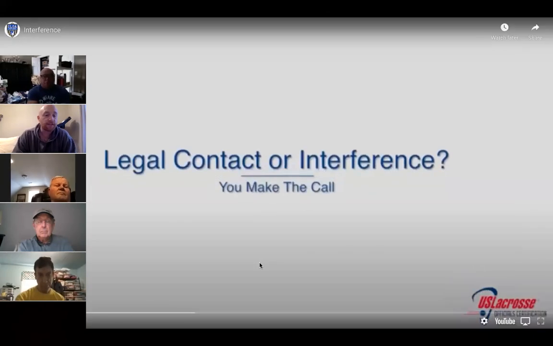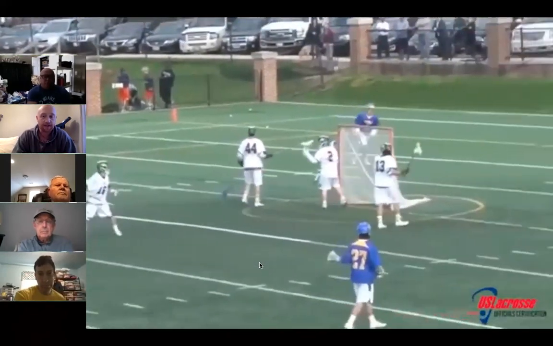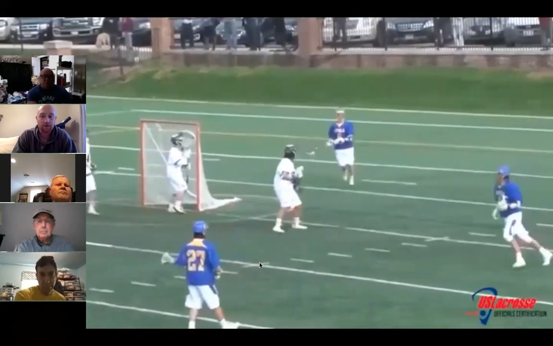You tell me if you think this is legal contact or interference. This is one of the U.S. Lacrosse, you make the calls. Blue player behind the goal.